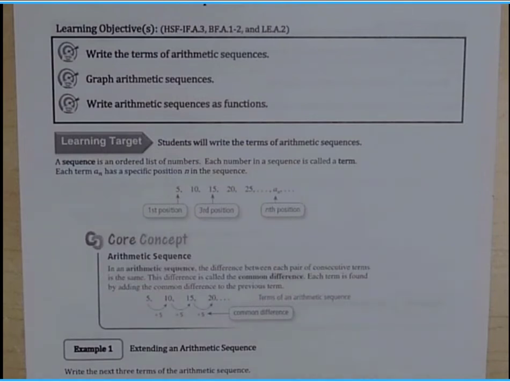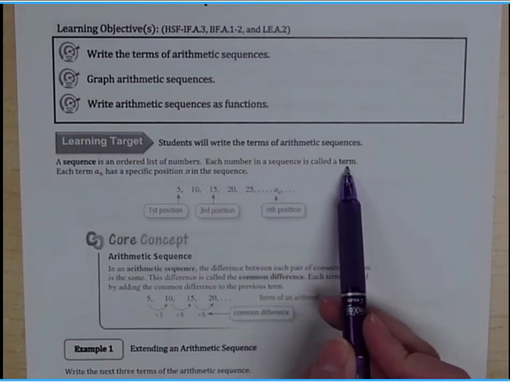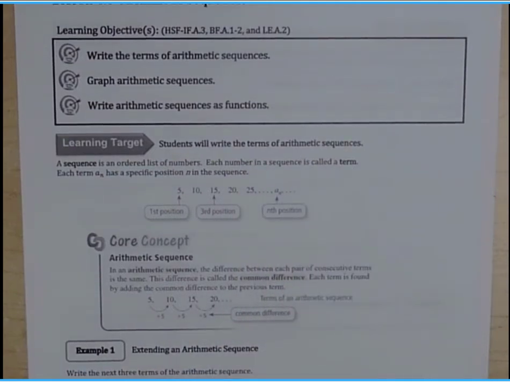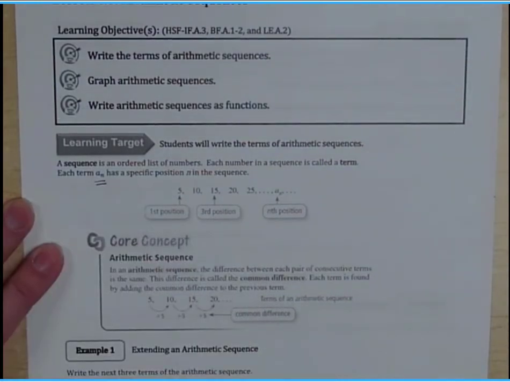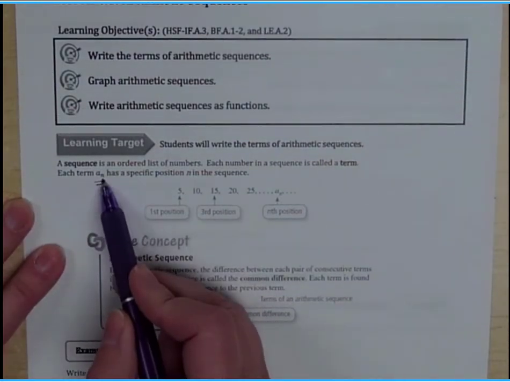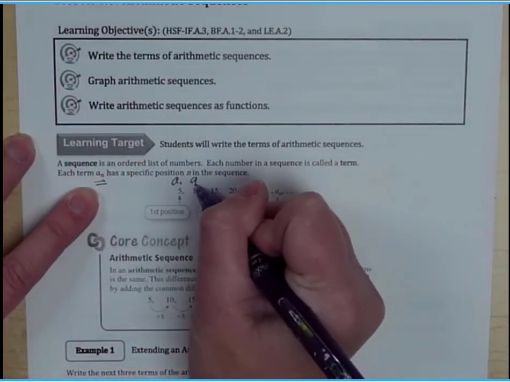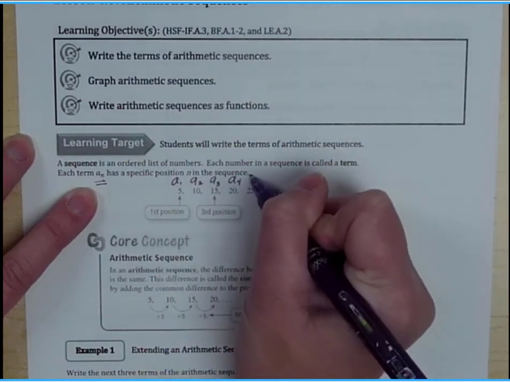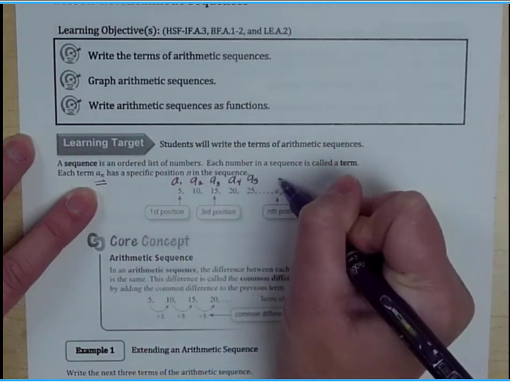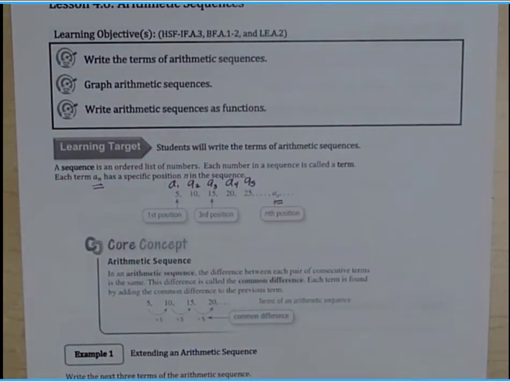All right, so a sequence is simply a list of numbers. Each number is called a term. Here's the thing you really need to pay attention to. We use the term a of n, where n refers to the position. So this would be a of 1, a of 2, a of 3, a of 4, a of 5, and, well, a of n, because that's the nth position.